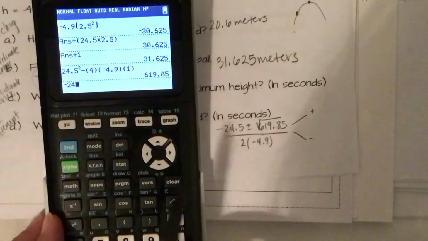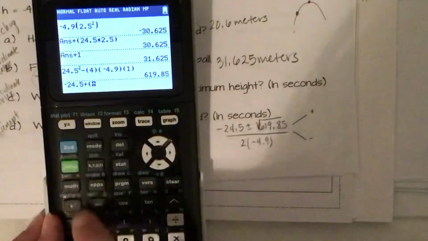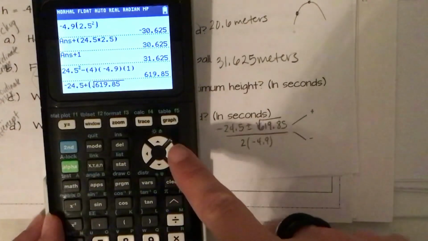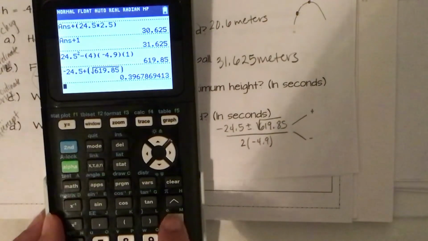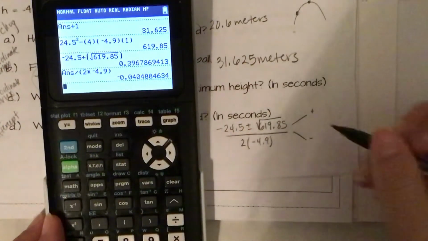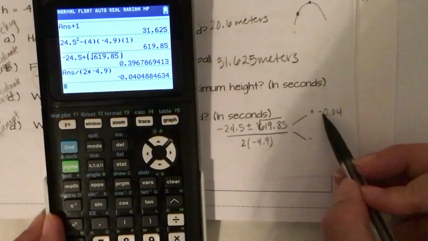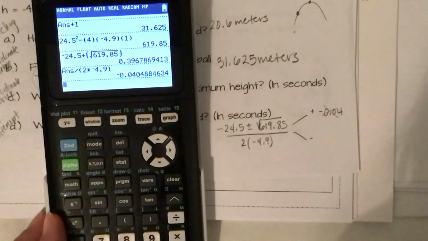All right, so I'm going to type this all into my calculator. So negative 24.5 plus parentheses, the square root of 619.85. Hit the over key, right, to get out from under the radical, parentheses, and then divide that by 2 times negative 4.9. So this gives me negative 0.04. Well, notice that I have a negative here. Not even going to be one that I want, right? Because we can't have a negative time.